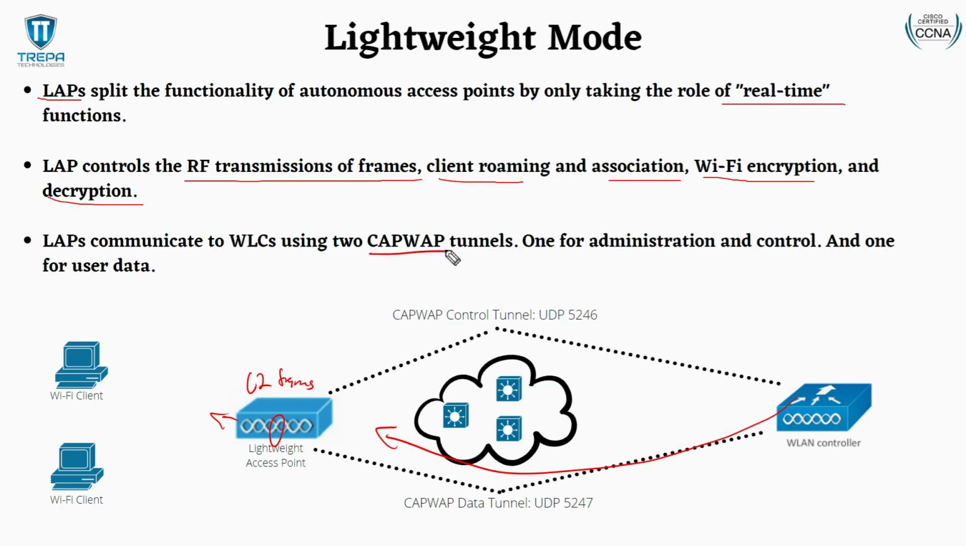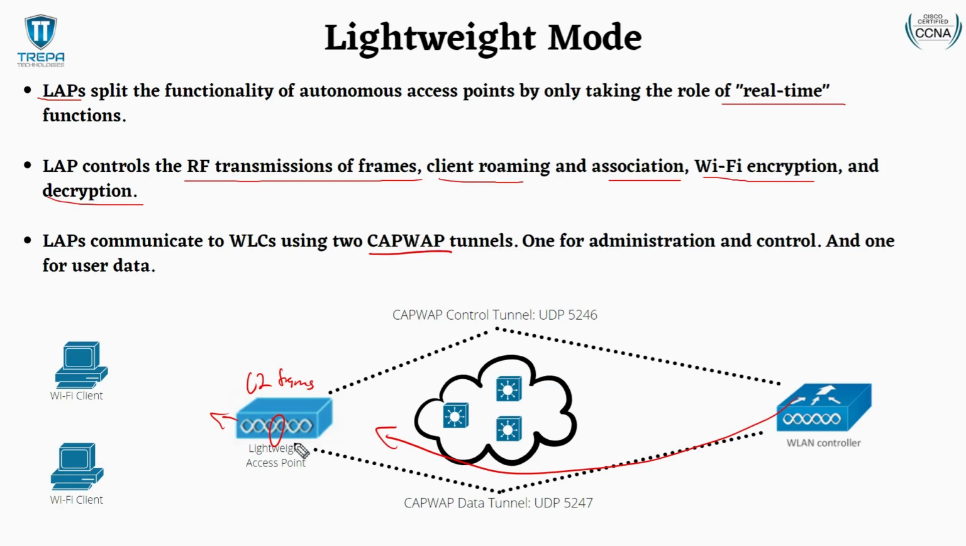It's going to use something called CAPWAP, which I don't remember what the acronym stands for now. It's something like control and provisioning of wireless access points, something like that. We're going to see in the next slide. But essentially, these CAPWAP tunnels, we're going to have 2 of them.